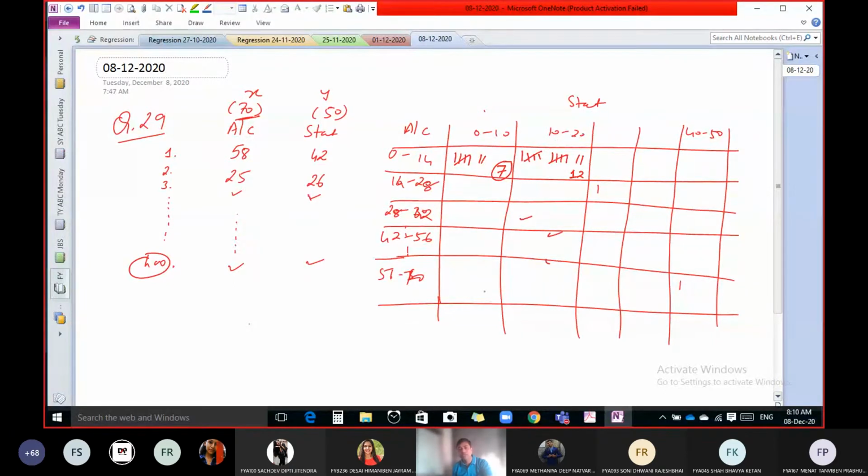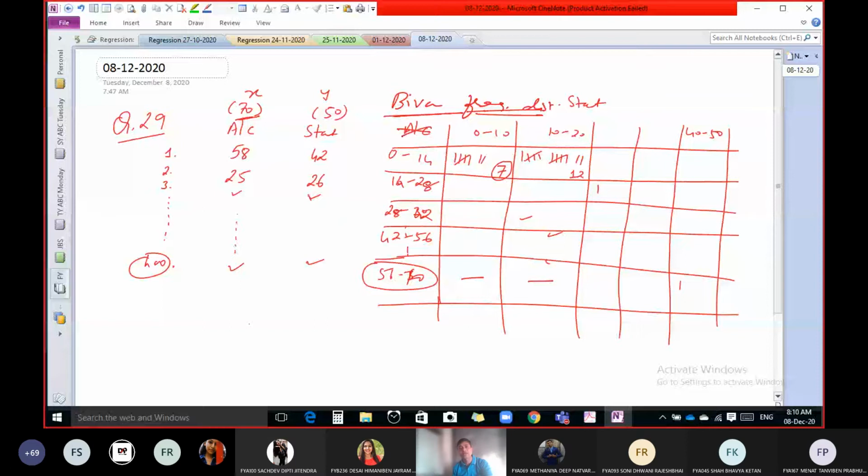Maybe there is no student whose marks in accountancy is between this and having marks in statistics 0 to 10. So you can write nothing here, or you can write 0. There is no student available, or you can write only this sign. Maybe there are no students in this category also. So this table is known as a bivariate frequency distribution. This table is known as a frequency distribution, but there are two variables, x and y.